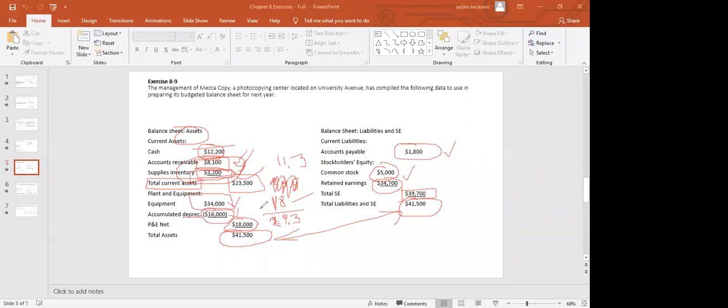So you would get to 29.3, but you know that your total assets are 41,500. How do you know? Well, because they have to be equal to this 41,500. Okay, so the difference will be what? Cash. 12,200.